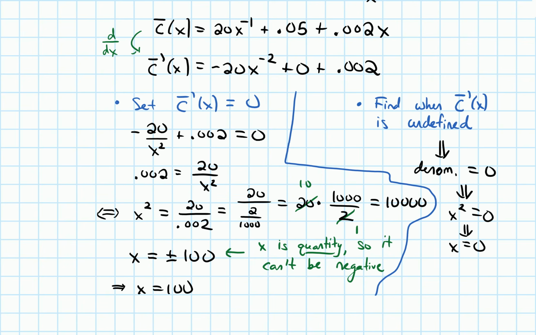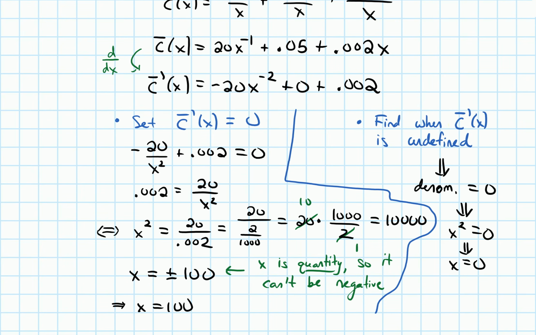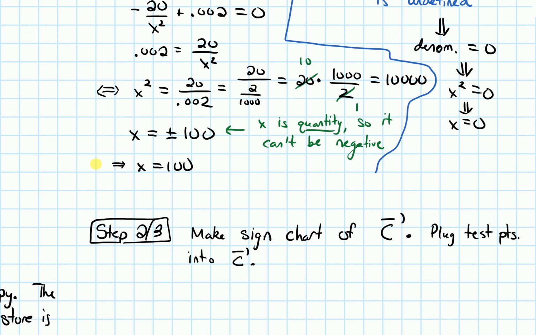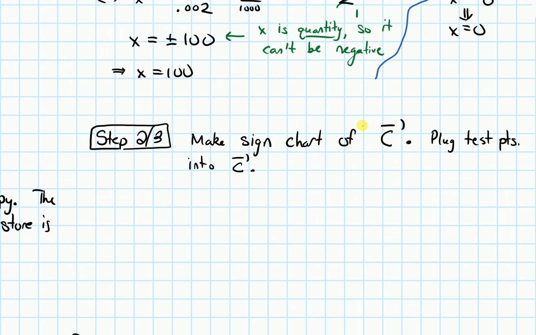So that's our first step. We take the derivative, figure out when it equals 0, and that was at 100, and we take the derivative and figure out when it's undefined, and that was at 0. Then steps 2 and 3 are related. That involves making a sign chart of the derivative and then plugging test points into the derivative. And maybe let me say here, from each subinterval.